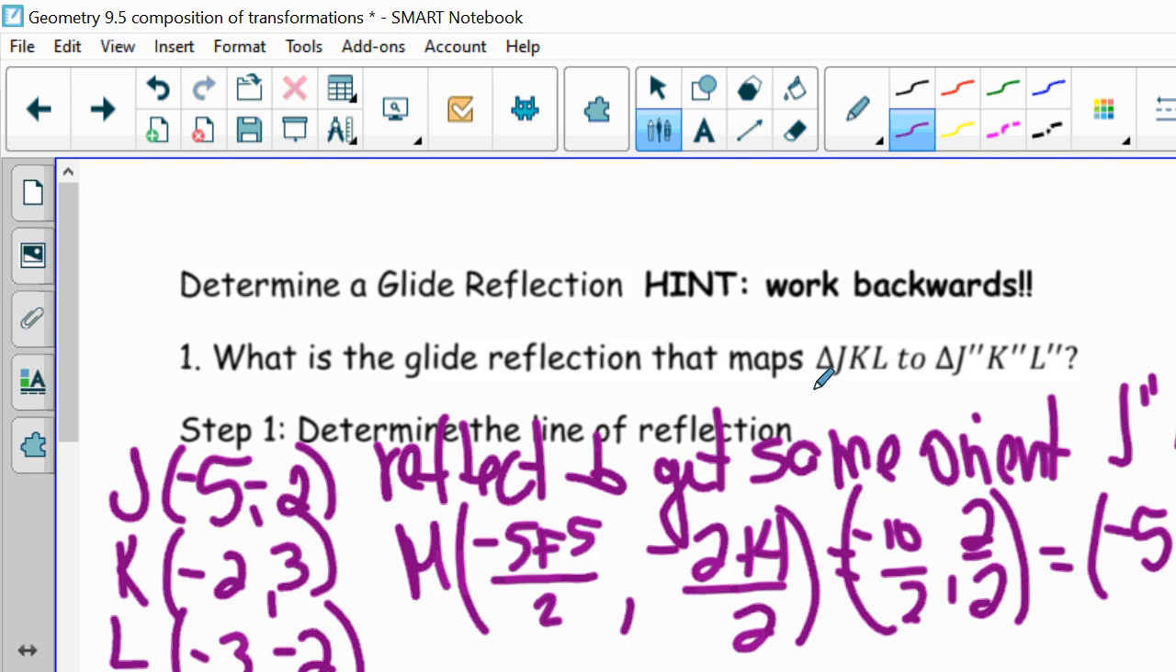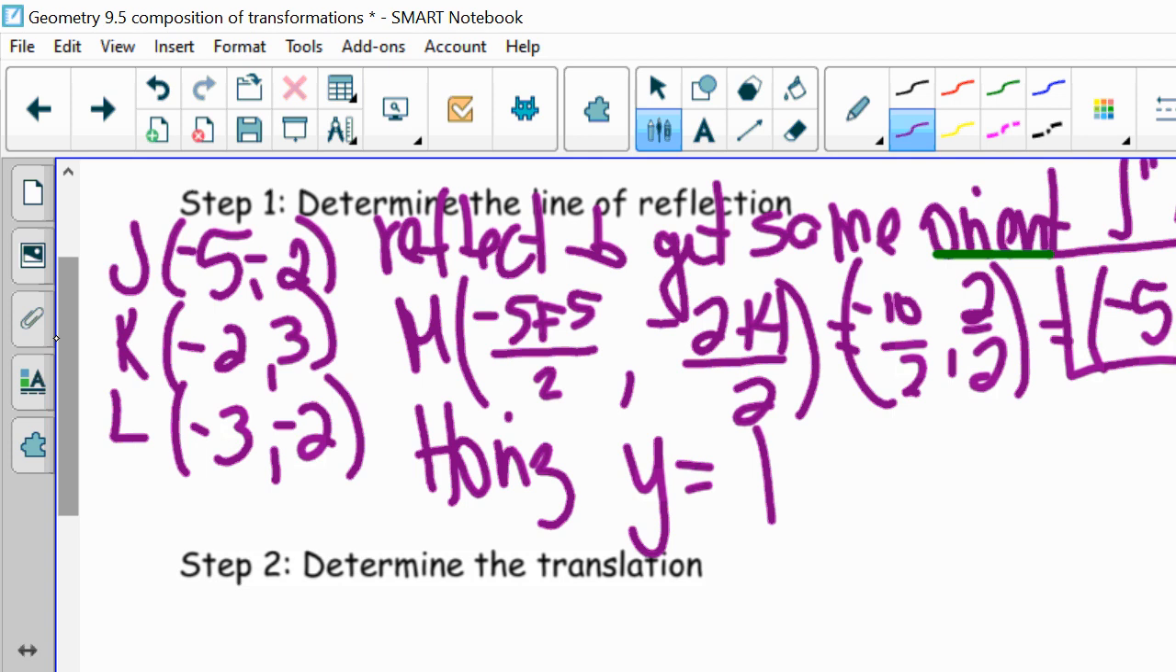I can tell that this was a reflection over a horizontal line, right? Because this point came straight down, these points came straight up. So I know that this was over a horizontal line. So now I really only had to find the one midpoint. So now I know that my horizontal line is the line y equals 1. So now I have the points J prime, K prime, and L prime graphed.